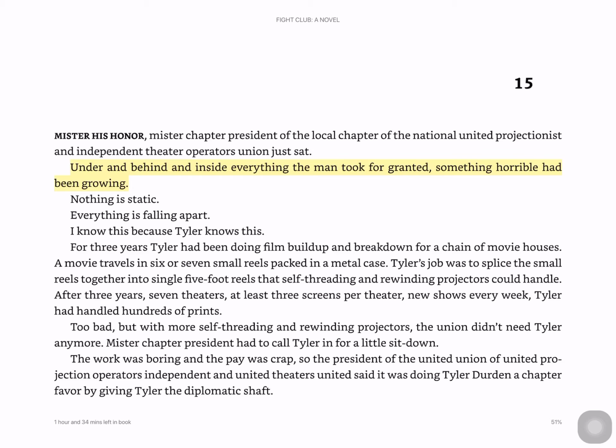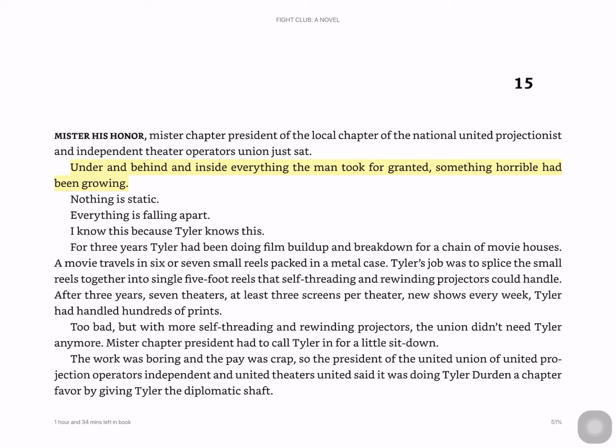In chapter 15, this is where the narrator and Tyler both quit their jobs by going up to their bosses and telling them that they are going to quit but remain on payroll. Otherwise, they will release all the terrible information of the things that they have been doing at their jobs. And a great line, right as Tyler's approaching this head honcho boss, the sign says, "Under and behind and inside everything the man took for granted, something horrible had been growing." So that's a great way to articulate what's going on here, right?